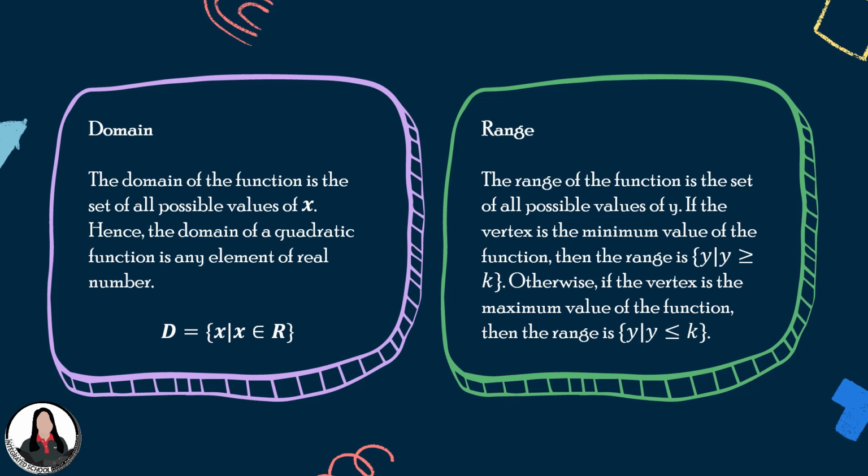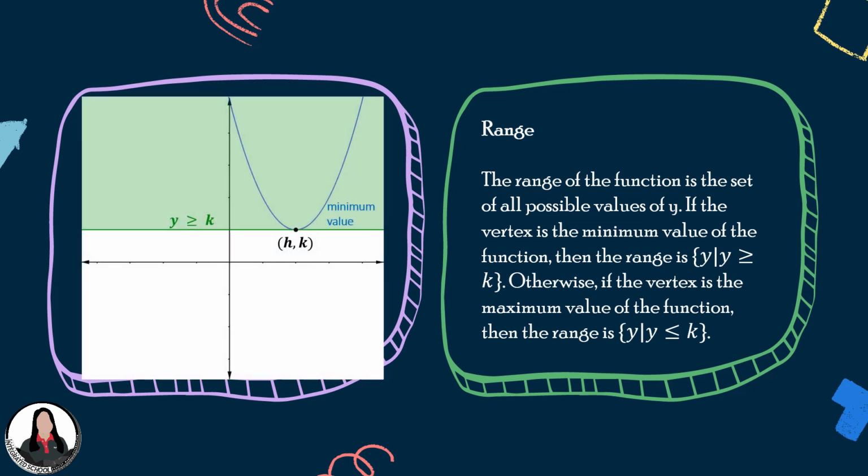Okay? Punta naman tayo kay range. What is range? So the range of a function is the set of all possible values of y naman. If the vertex is the minimum value, so kailan ang vertex ay minimum value? Okay. So if the parabola opens upward, okay? Then the range is y such that y is greater than or equal to k. So, anong ibig sabihin nun? Ibig sabihin lamang, wala na pong values na mas bababa pa kay k.